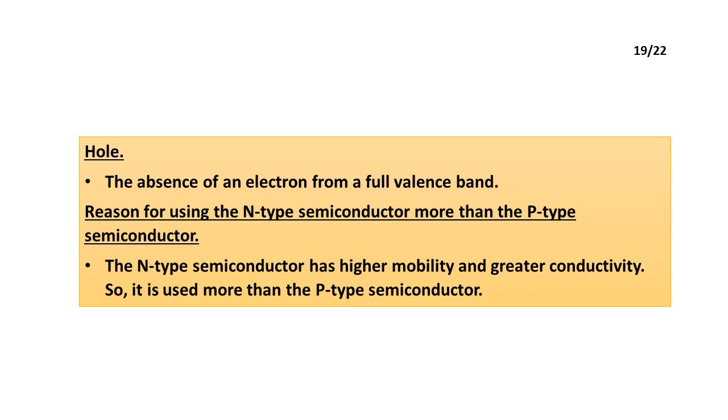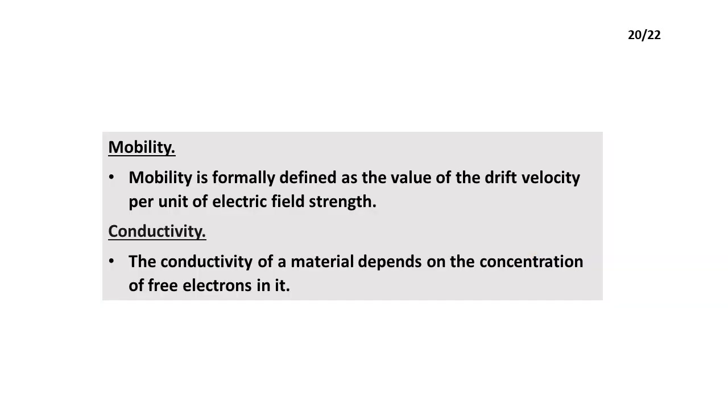Reason for using the N-type semiconductor more than the P-type semiconductor: the N-type semiconductor has higher mobility and greater conductivity, so it is used more than the P-type. Mobility. Mobility is formally defined as the value of the drift velocity per unit of electric field strength. Conductivity. The conductivity of a material depends on the concentration of free electrons in it.